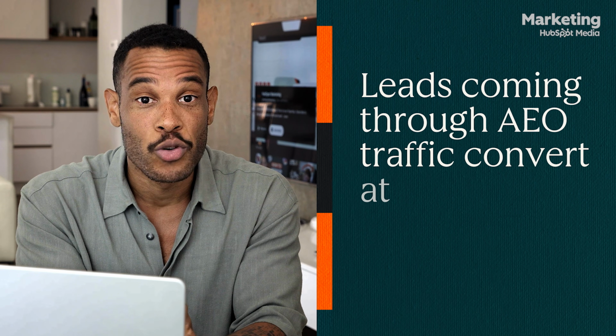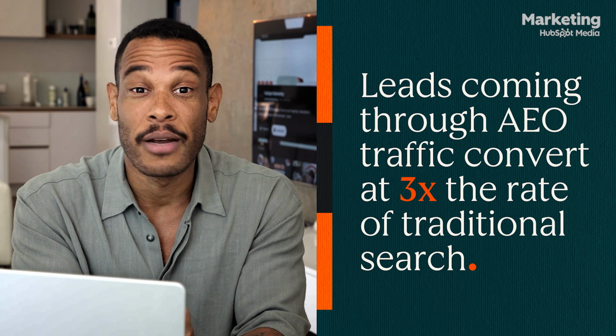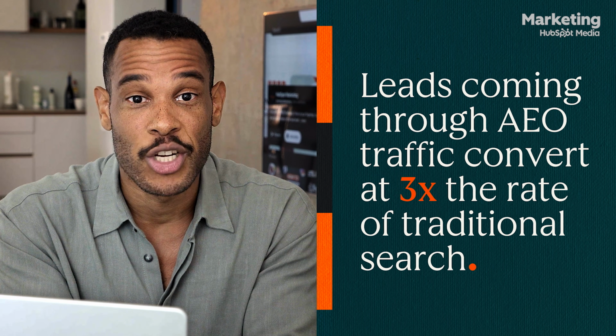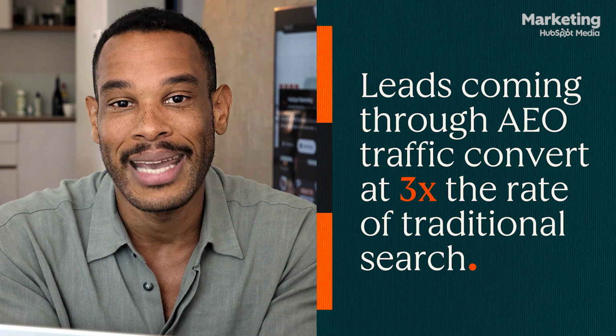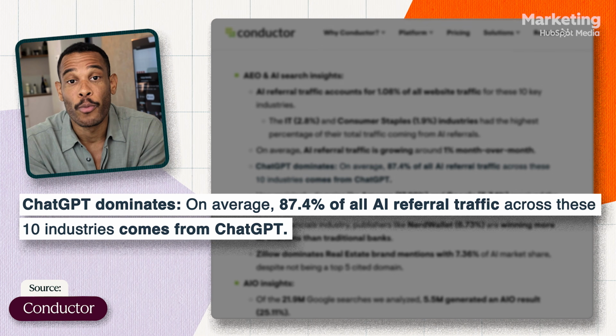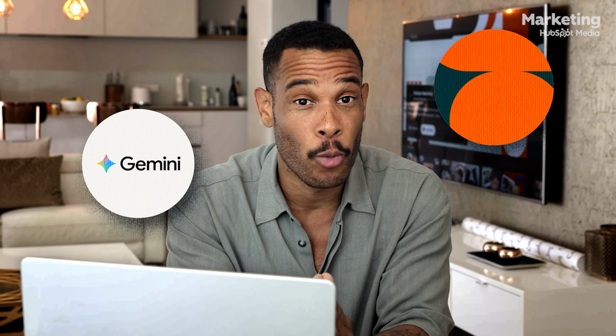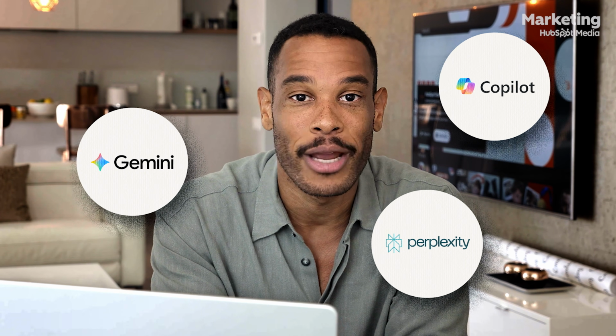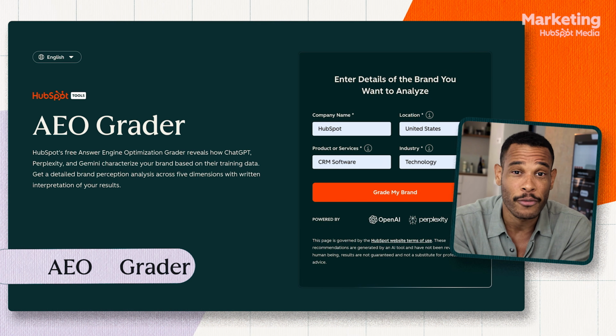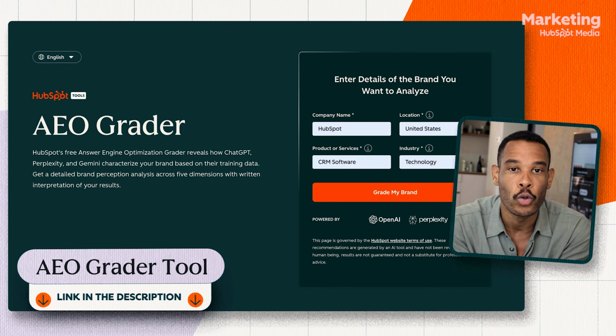Leads coming through AEO traffic convert at 3 times the rate of traditional search. The organic foundation is not optional. It's what makes the paid layer work. And 87.4% of all AI referral traffic comes from ChatGPT, more than Gemini, Copilot, Perplexity, and every other AI engine combined. If you're building for any AI platform right now, you start here.